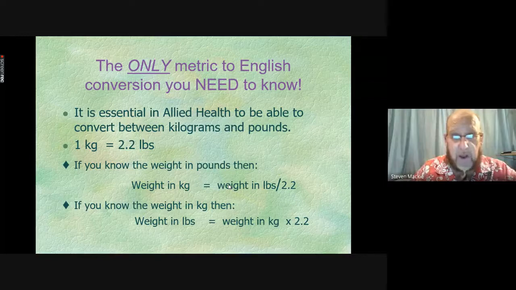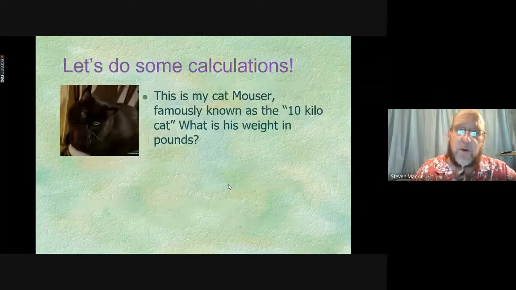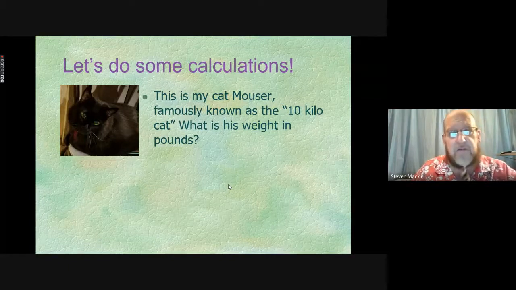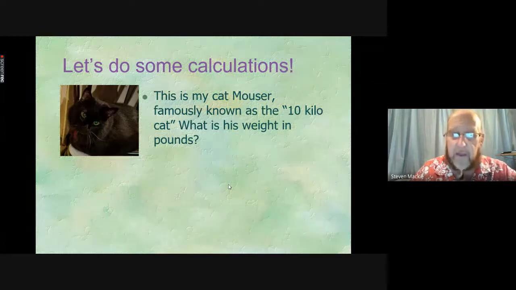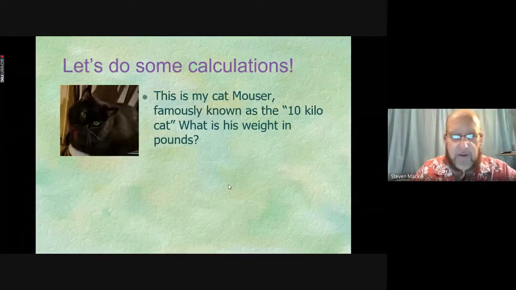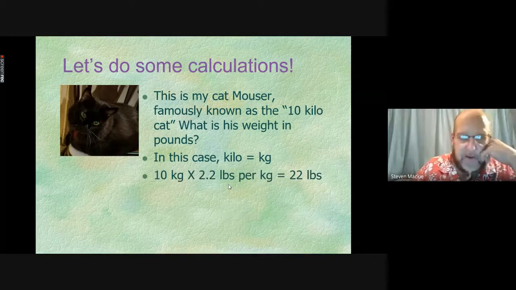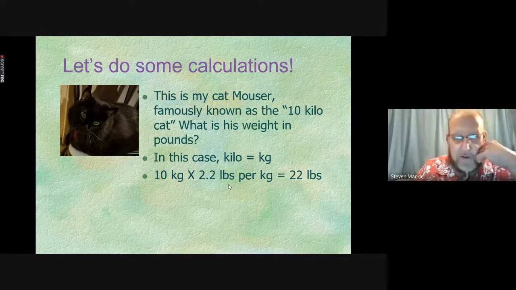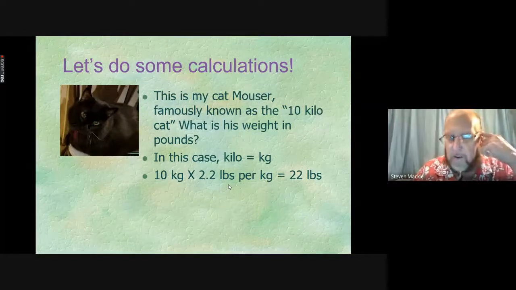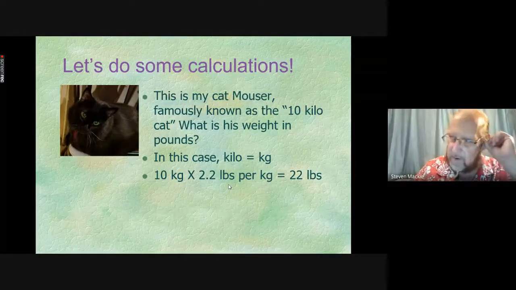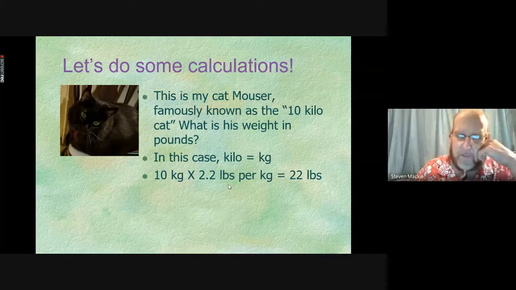I know we're pushing up against time now, but real quickly, remember this guy? I showed him to you earlier in the day. It's a calculation about that. This is my cat Mouser, famously known as the 10-kilo cat. He had a lot more fur in this photo. What is his weight in pounds? Well, in this case, kilo equals kilograms when I said 10-kilo cat. 10 kilograms times 2.2 pounds per kilogram equals 22 pounds. So when Mouser was a little younger and in better shape, he weighed only 22 pounds. He's still always been a pretty big cat.